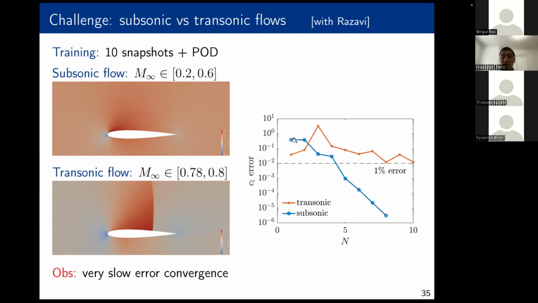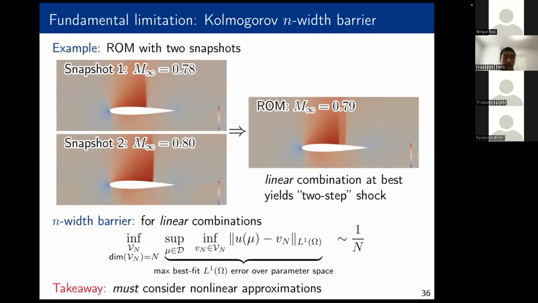For subsonic flow, we see the lift error shown here, and we observe a very rapid convergence, very similar to the ones we have been seeing for all other subsonic flows. But notice that for transonic flow, the error doesn't really go down even after using 10 basis functions. Okay? So we observe a very slow error convergence. And the reason for this is quite well understood.